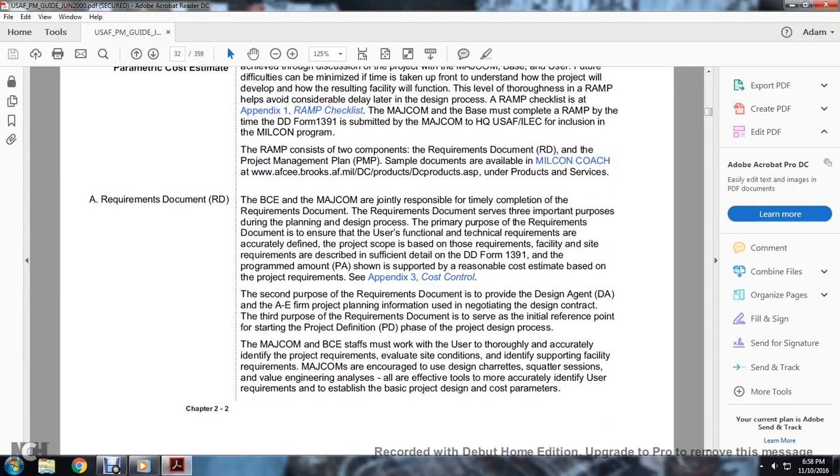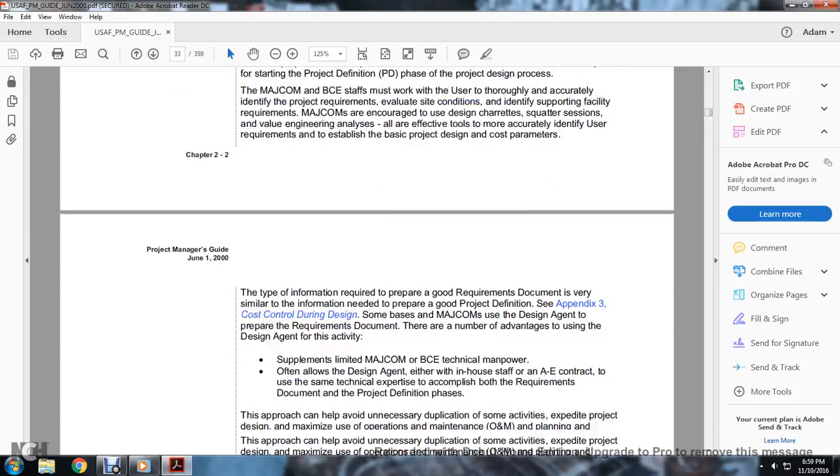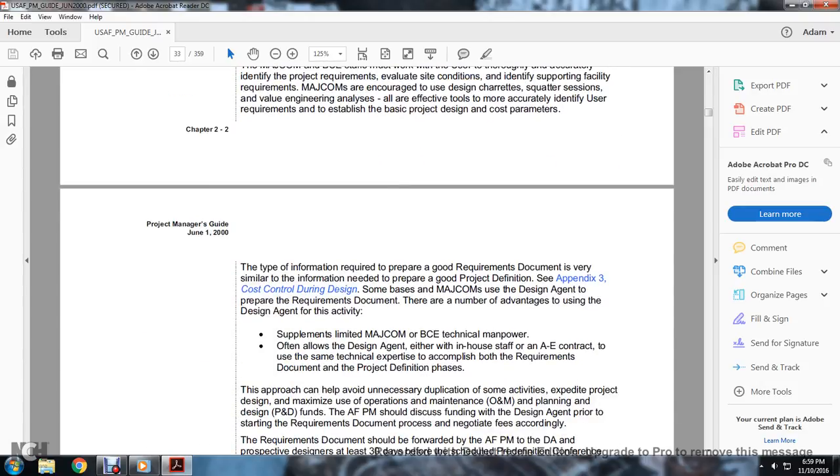The major command and the various civil engineering staff must work with the user thoroughly to accurately identify the project requirements, evaluate site conditions, and identify the support facility requirements. The major command should encourage the use of design charrettes, squadron sessions, and engineering analysis. These are also effective tools to most accurately identify the user's requirements and establish basic project design cost parameters. The type of information required to prepare good requirements documentation is very similar to the information needed to prepare a good project definition. See Appendix 3, cost control during design.